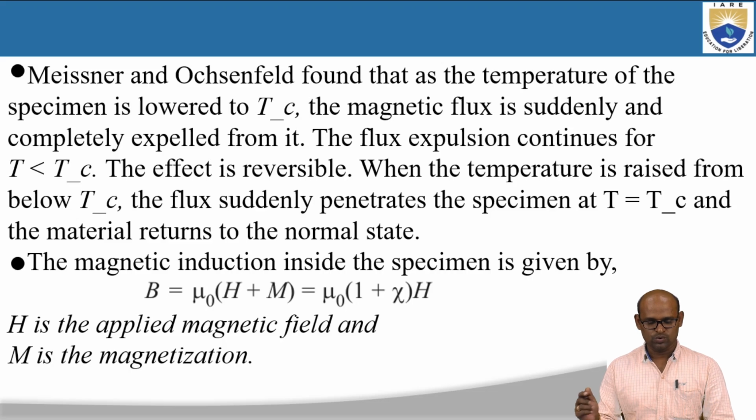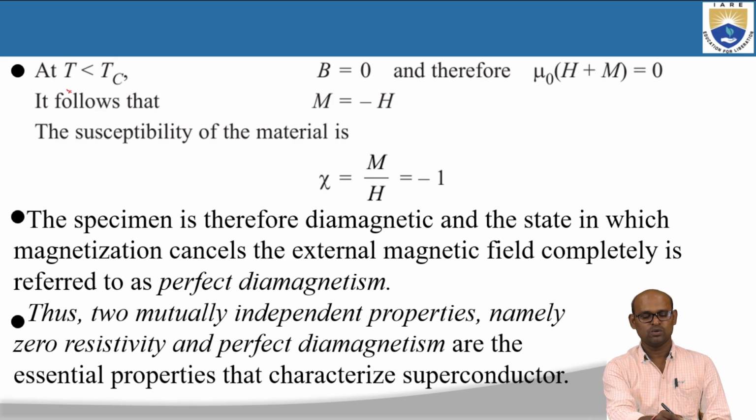In the Meissner effect, the magnetic induction B is equal to mu naught into (H plus M). B is equal to 0 when T is less than Tc, in the superconducting state. Okay, so B equal to 0 gives mu naught into (H plus M) equal to 0, or chi is equal to minus 1, which is M by H. Chi equal to minus 1 is only for a diamagnetic material. So a superconductor exhibits this perfect diamagnetism when T is less than Tc.